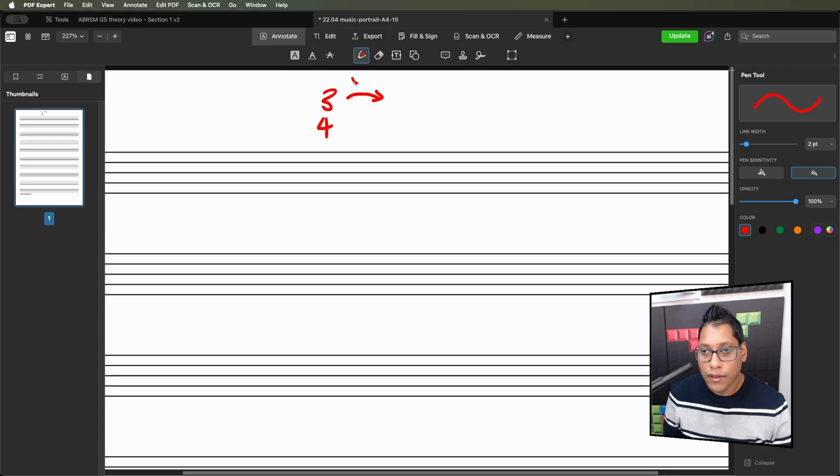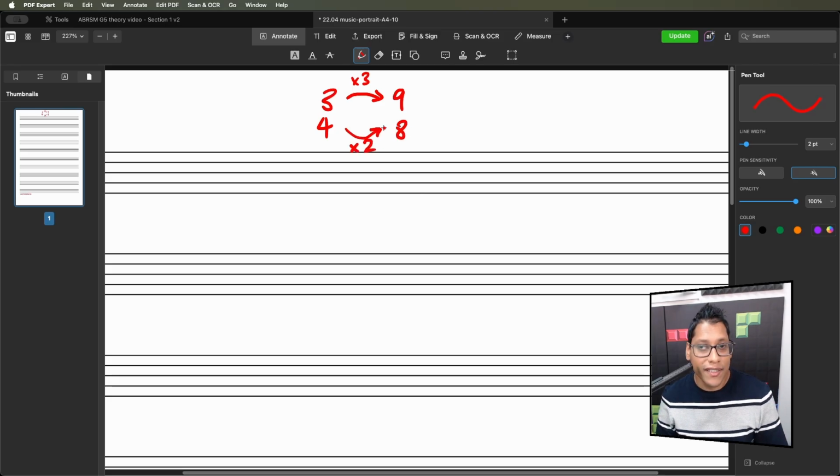So the top number needs to multiply by 3 in order to get its compound time equivalent, and the bottom number needs to multiply by 2 in order to get its compound time equivalent. So 3/4, which is 3 crotchets in the bar, turns into 9/8, which is 9 quavers in the bar. But that is not necessarily how we count our beats. And once we actually realize how compound time signatures work in terms of their beats, we can actually realize why we can convert these two time signatures into each other without changing what the rhythm sounds like.